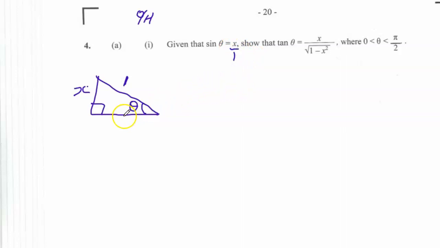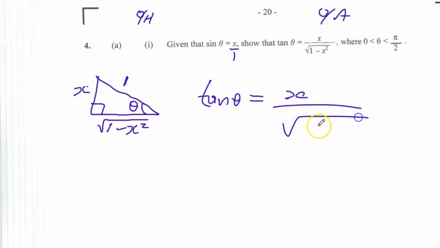We can now use Pythagoras theorem to calculate the adjacent to theta. So the length of the adjacent is root 1 squared minus x squared, which means tan theta is opposite over adjacent, x over root 1 minus x squared.